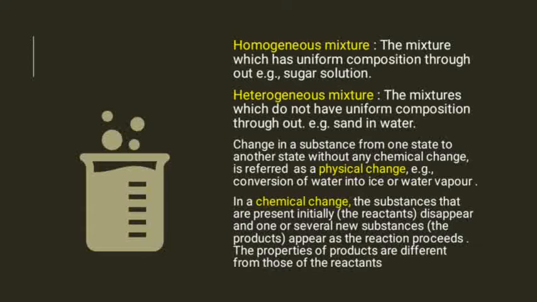Then in a chemical change, the substances that are present initially, that is the reactants, disappear and one or several new substances, that is the products, are formed or appear as the reaction proceeds. The properties of the product are different from those of the reactant. So this is the difference between physical and chemical change. Here there is no chemical change, whereas here there is a chemical change and the reactants disappear, resulting in formation of the product, which also differs in its properties.